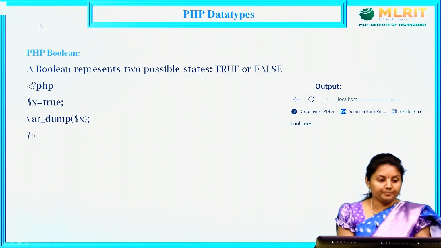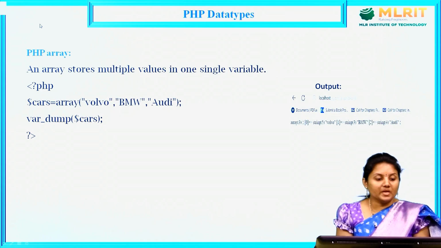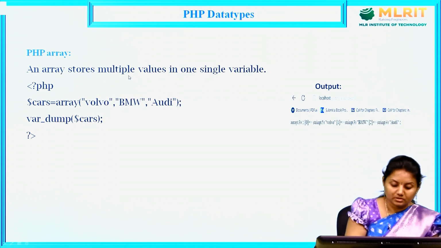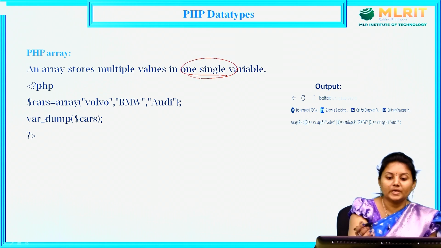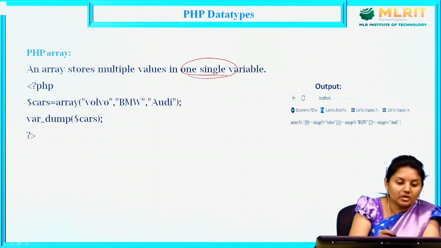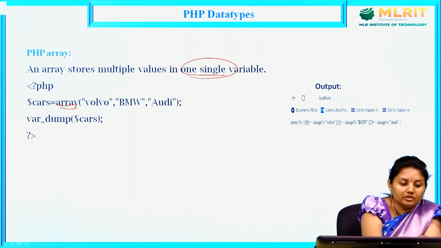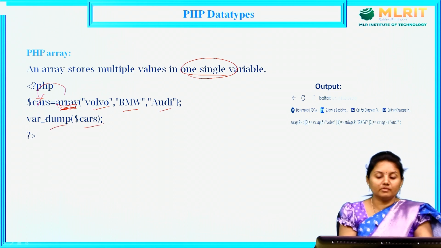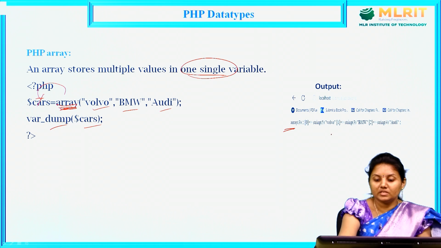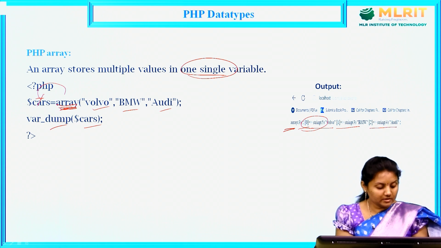Okay. Then PHP array. An array stores multiple values in one single variable. So here what is the variable? You are creating it using array, and the variable is $cars. Array with values 1, 2, 3 are stored in cars, and var_dump of $cars. So you will get an array with 3 values along with the indexes 0, what is that, string, 1 and also 2. Okay, all these values will get printed.